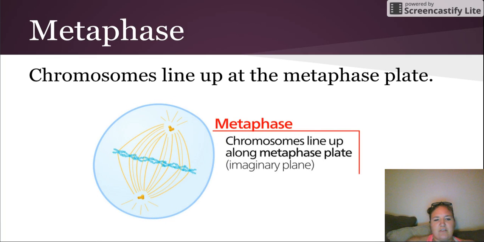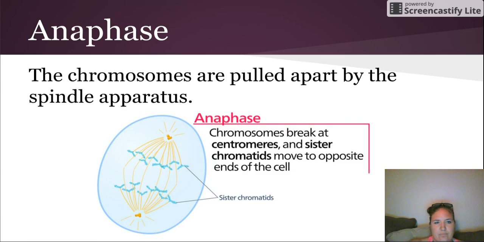In metaphase, the chromosomes line up on what we call the metaphase plate, and they create this line across the middle, and the spindle apparatus is then connecting to the chromosomes as they're lining up. In anaphase, the chromosomes are pulled apart by the spindle apparatus. So anaphase apart, and you'll notice that they're starting to pull down the spindle apparatus towards the poles or the ends.